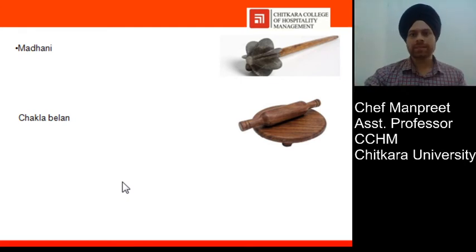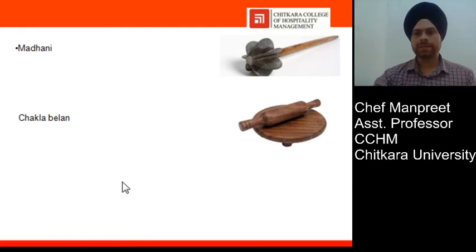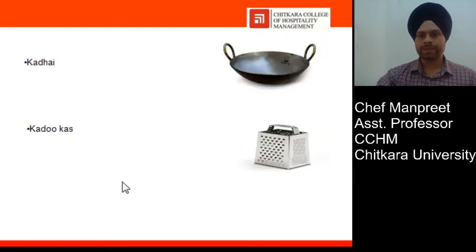And there are some specialized equipments. Madhani is a centrifugal tool which is used in Punjabi cuisine for the preparation of buttermilk and also butter. Chakla belan in Punjabi is called rolling pin and base in English, and it is used for the preparation of Punjabi breads.